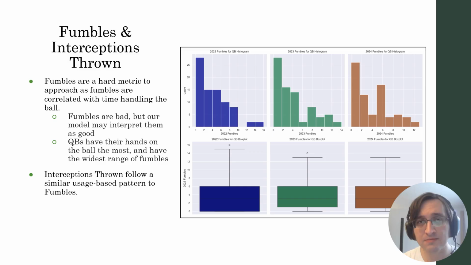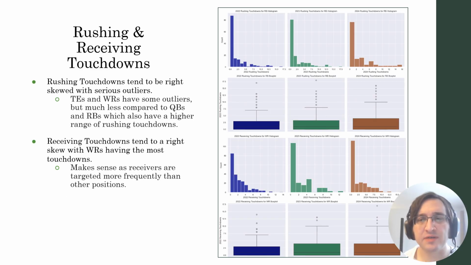these results. For both rushing and receiving touchdowns, we see that there's a tendency towards having a pretty extreme right skew with very serious outliers. For the rushing, we see that the quarterbacks and running backs have a higher range of rushing touchdowns and a higher maximum, which is what we expect. That's their role. And for receiving touchdowns, we see something similar, except with wide receivers as the ones with the highest range. And that makes sense again because that's their role.